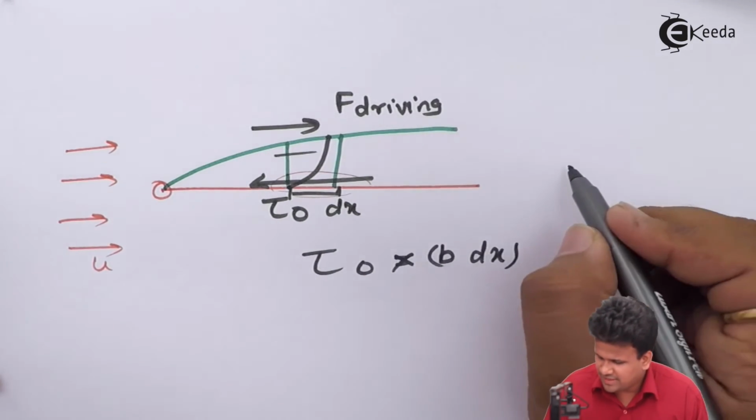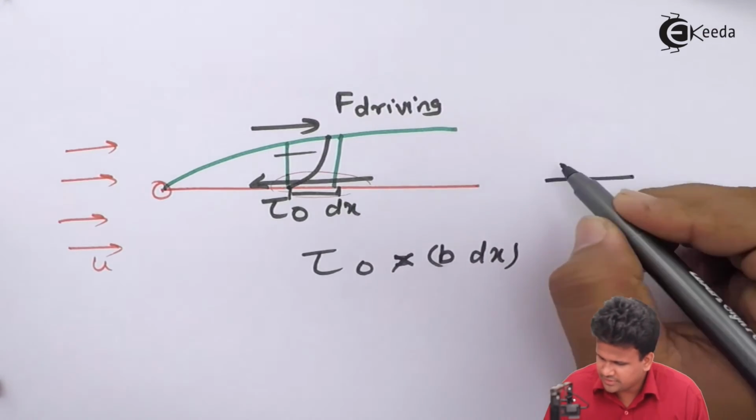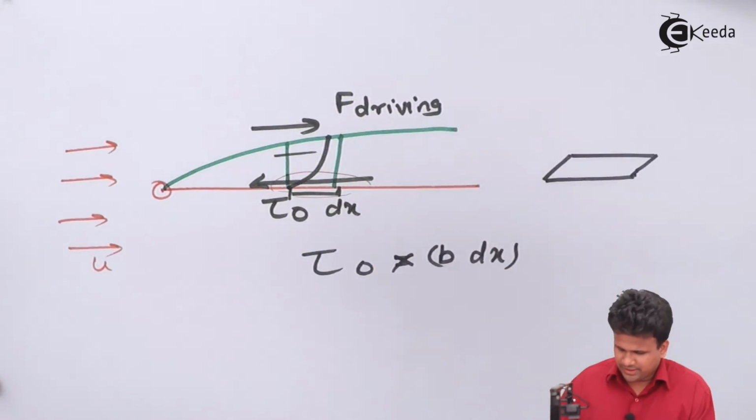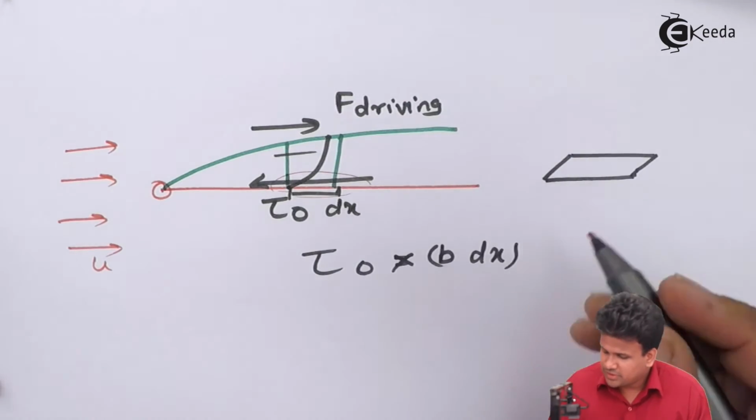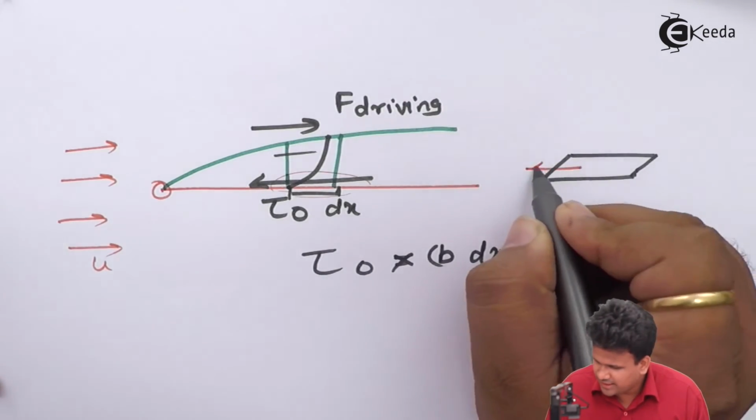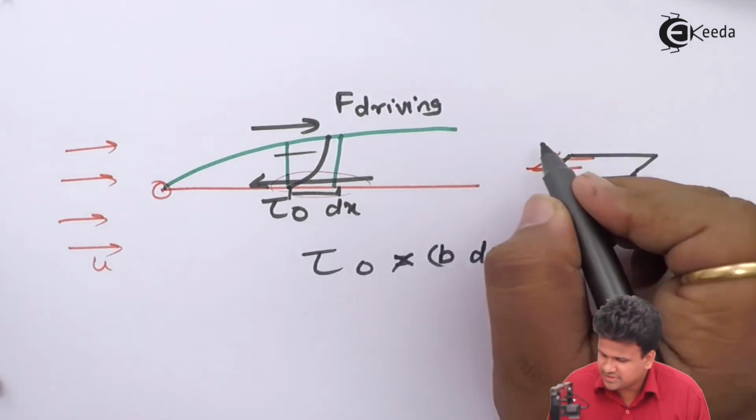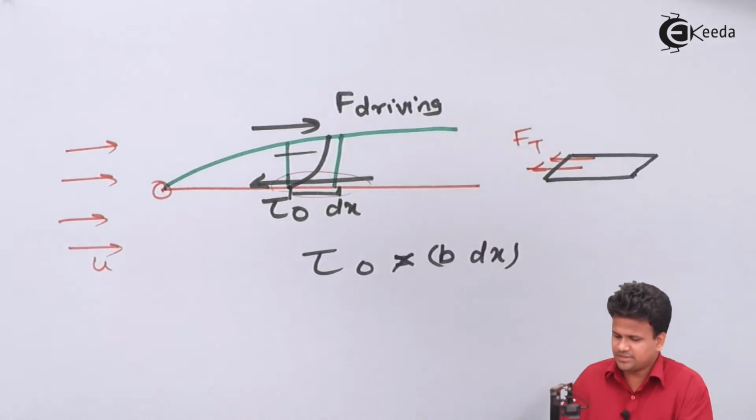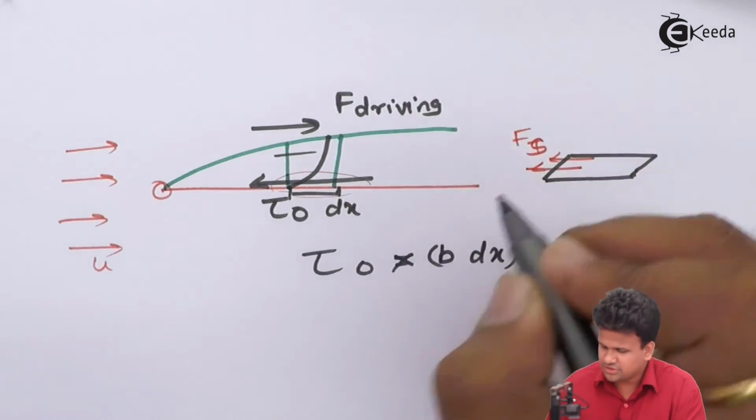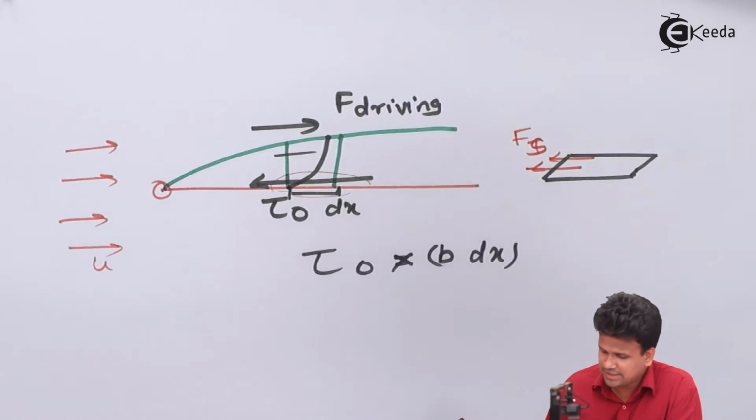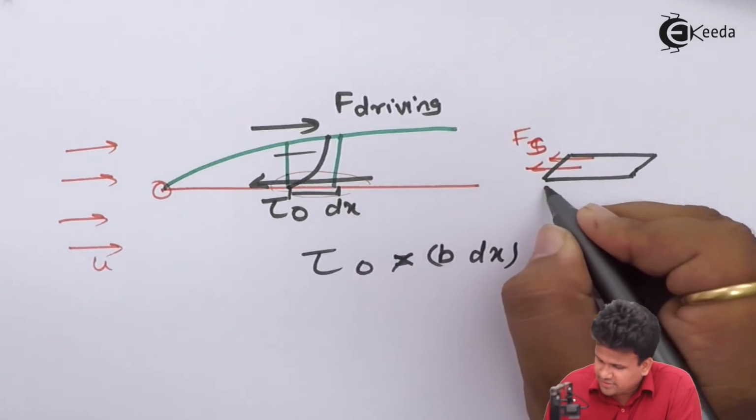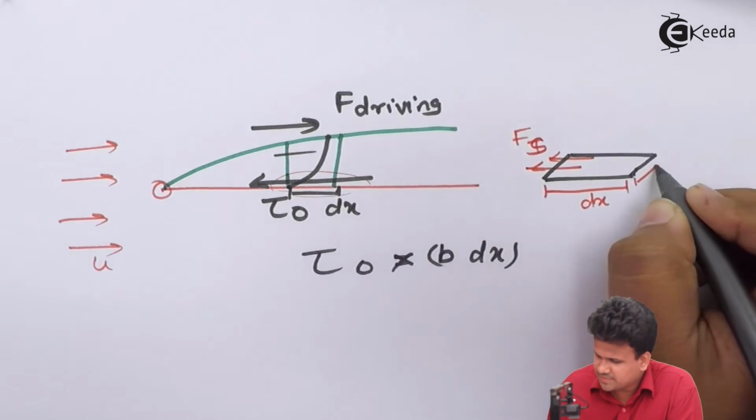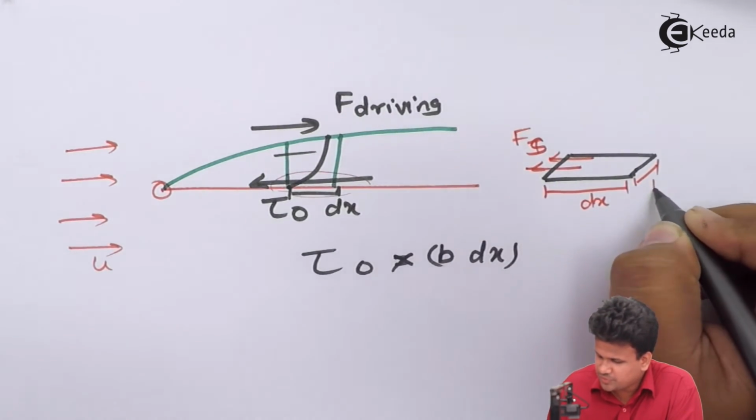So over here, if we have to draw the diagram of shear force, it would look something like this, where the shear force is applied on the topmost surface. Let us consider Fs as the shear force, which is tangential to this entire part, where this displacement is dx and this displacement is equal to b.